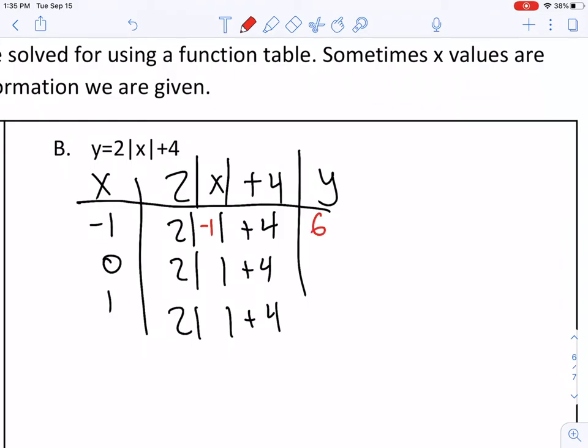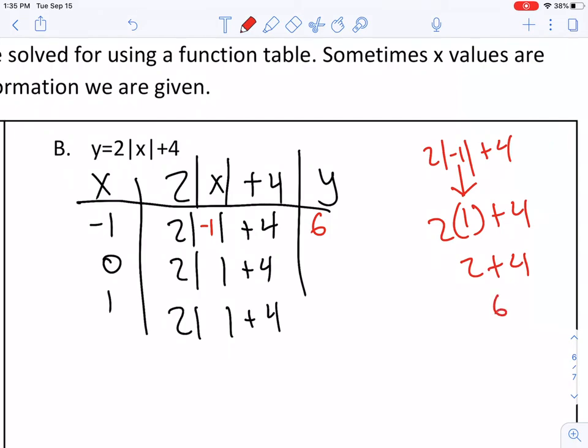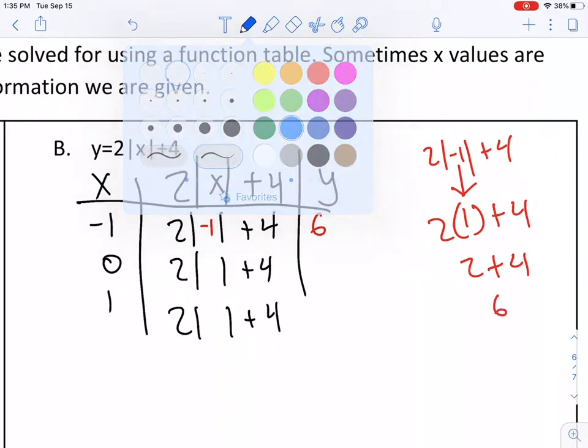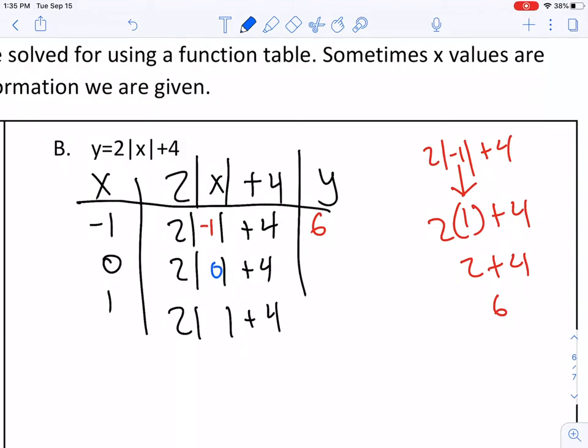If you're not comfortable with the mental math, write it out off to the side. Say 2 times the absolute value of negative 1 plus 4. So the absolute value of negative 1 is positive 1. 2 times 1 is 2. 2 plus 4 is 6. If I plug in a 0, the absolute value of 0 is 0, times 2 is 0, plus 4 is 4. And then if I plug in a positive 1, the absolute value of positive 1 is 1, times 2 is 2, plus 4 is 6.